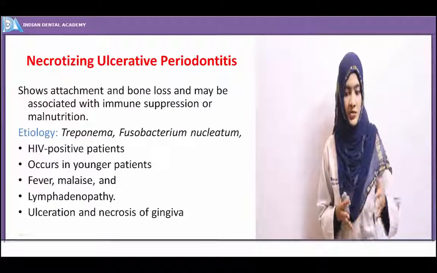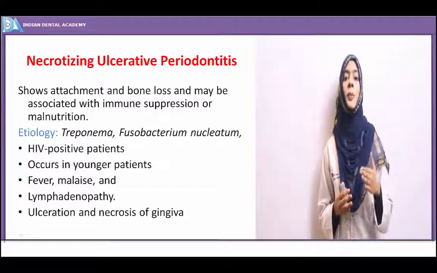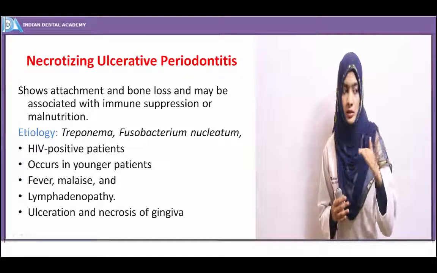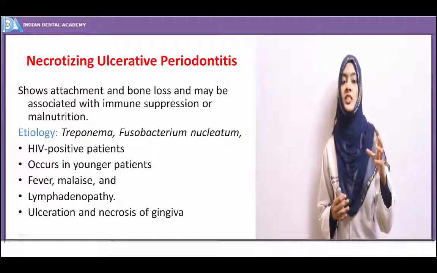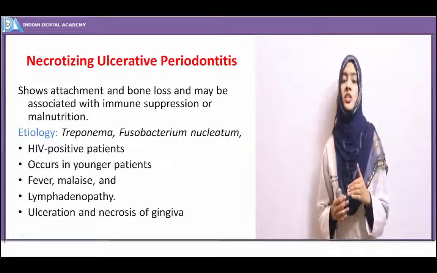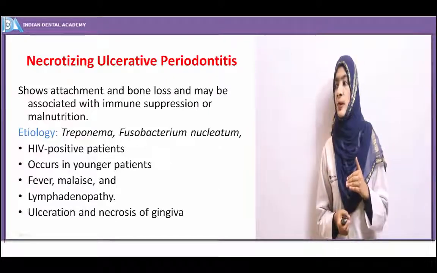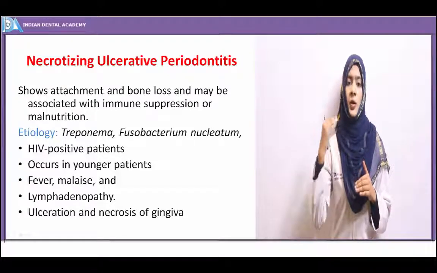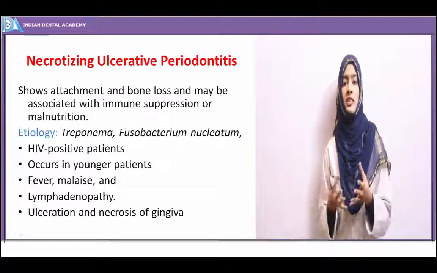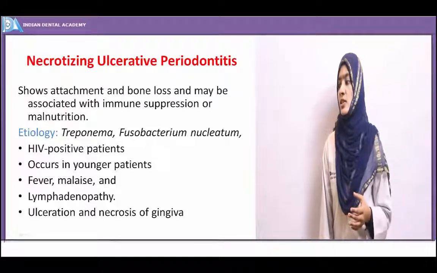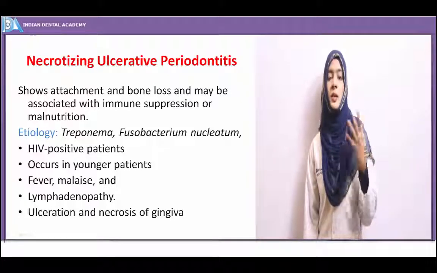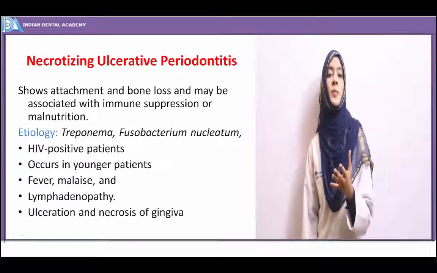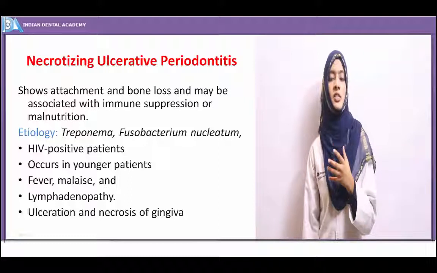Necrotizing ulcerative periodontitis. We have seen the acute specific form of gingivitis, that is the necrotizing ulcerative gingivitis, which does not show any attachment loss. So if the gingivitis progresses to involve the periodontium, there is loss of periodontal attachment, and already in individuals affected with acute necrotizing ulcerative gingivitis, there is profound immunosuppression and malnutrition. So all these contribute to necrotizing ulcerative periodontitis. The etiological factors may be obviously Fusobacterium, Borrelia vincentii, along with Treponema, Porphyromonas intermedia, and other microorganisms that are also causative.